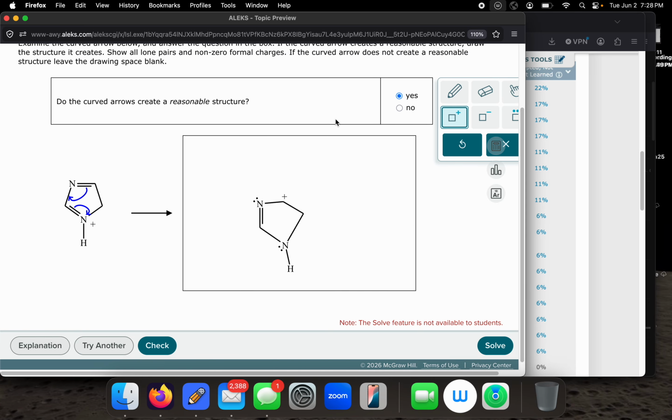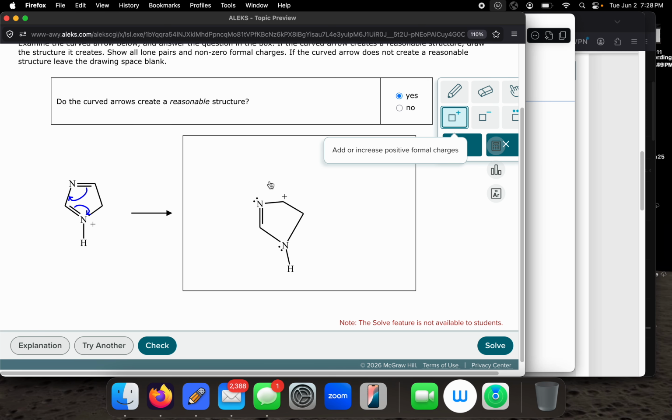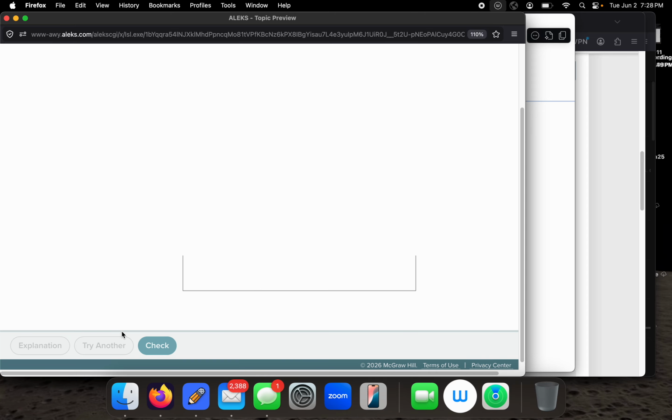If the answer is no, it's going to be because we don't have a full octet here. Remember those rules in the previous video? All major contributors need to have full octets. And this one doesn't. It's a carbocation. I'm going to click solve, and we'll see if we get the same thing. Boom. Yes, we do. Okay. So it's not going to be a major resonance contributor because it doesn't have a full octet, but it is reasonable. I just clicked solve, and it gave it to me. It gave me a prettier structure than the one I built. Okay, let's try another one.